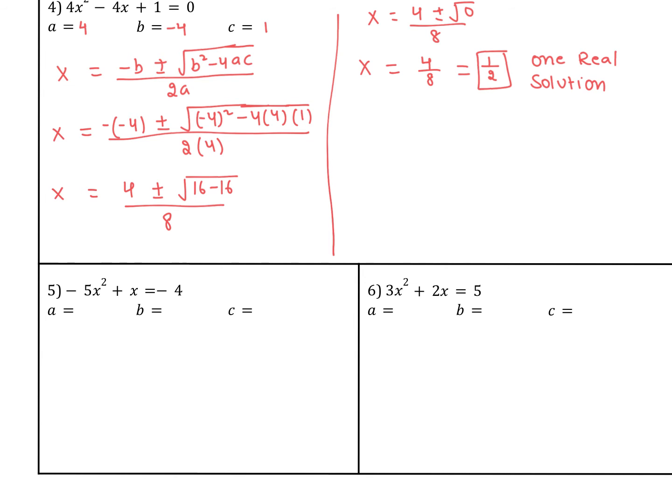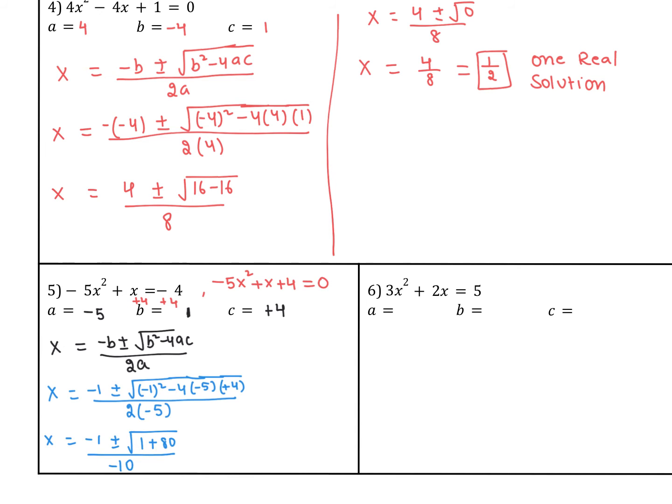So for question number 5, you're going to add 4 on both sides in order to make it one equation and the other side 0. So negative 5x squared plus x minus 4 equals 0. Now you can compare the A, B, and C, where A is negative 5, B is 1, and C is negative 4. And now you're going to apply the formula and solve. I made a mistake here: when you add 4 on both sides, this should be plus 4, so the C should be positive 4.